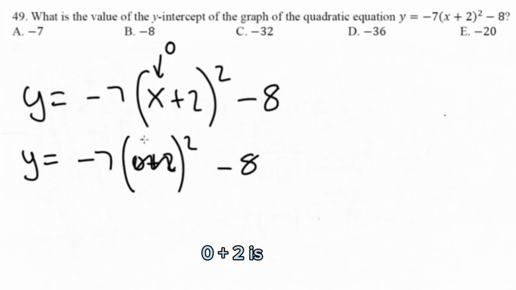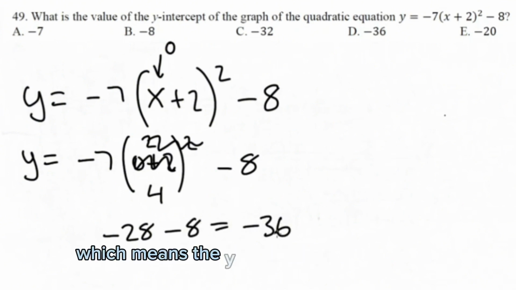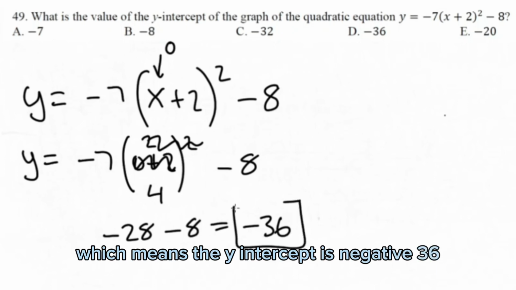0 plus 2 is just 2. 2 squared is just 4. Negative 7 times 4 is negative 28. Negative 28 minus 8 is negative 36, which means the y-intercept is negative 36, and that's your answer.